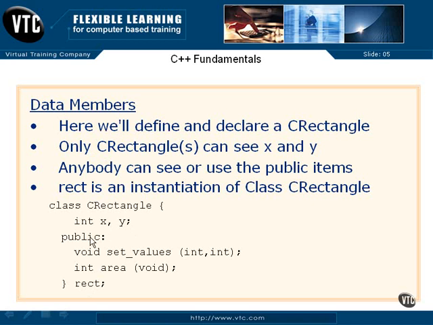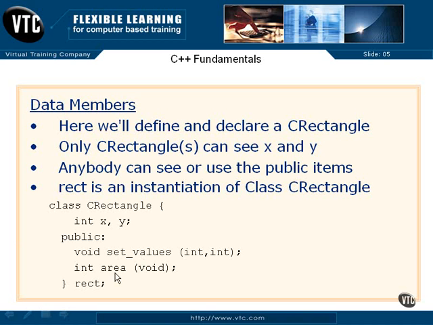So int X and Y here are private. Nobody can get to them. We have to specify that we want some things public. And when we say public and a colon, now this function set values, which takes in two integers, is part of the CRectangle. It is a function within the CRectangle class, and this is really called a method. This is a declaration, I should say, of a method. We will define the method in a little bit and actually say what does set values do for us. But right here we are declaring set values as part of CRectangle.